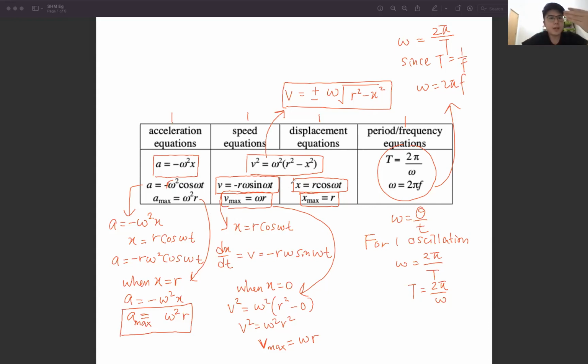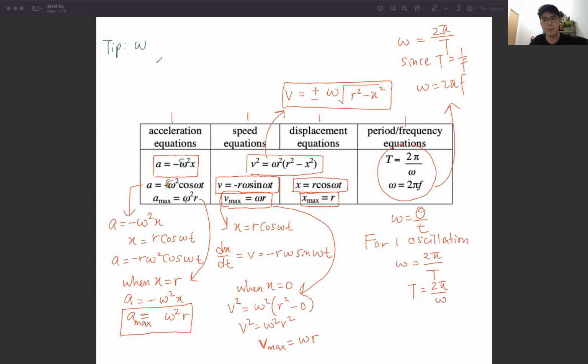Now it looks a bit overwhelming at first because you see so many formulas, right? Which one to use? Here's one tip I give you. Focus on the angular velocity, omega, because all the formulas here have omega. Without omega, you cannot find the answer. So focus on omega.